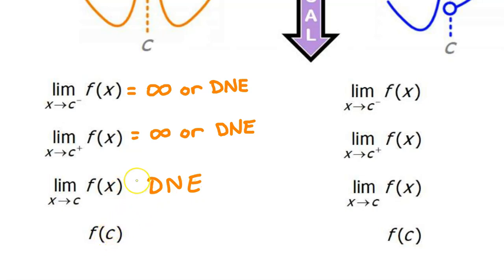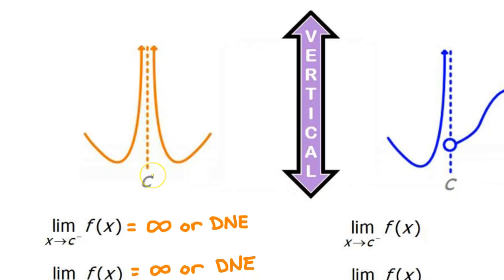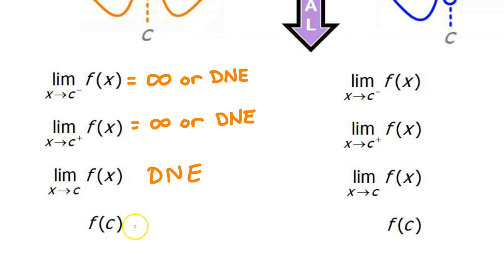What about f at c? Right at c, we have an asymptote. F of x never touches the asymptote, so f at c is undefined. Notice that I don't say does not exist. Save D and E for limits.